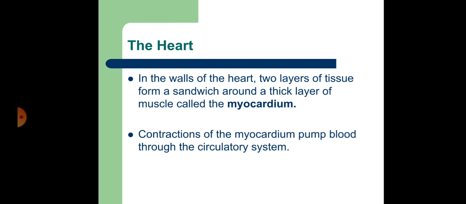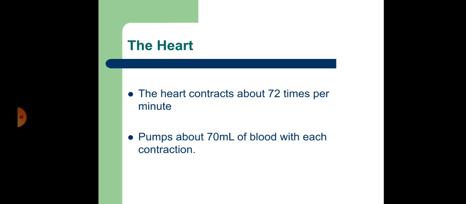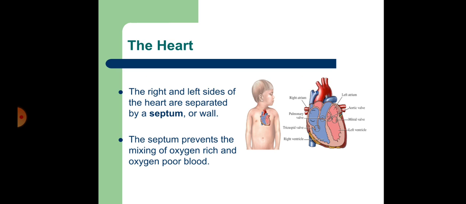Contractions of the myocardium pump blood through the circulatory system. The heart contracts about 72 times per minute. It pumps about 70 milliliters of blood with each contraction. The right and left sides of the heart are separated by a septum or wall. The septum prevents the mixing of oxygen-rich and oxygen-poor blood.